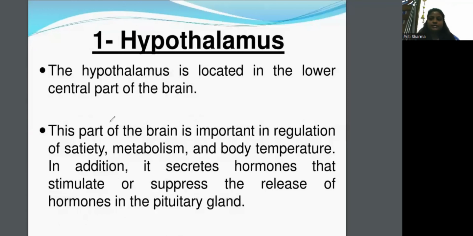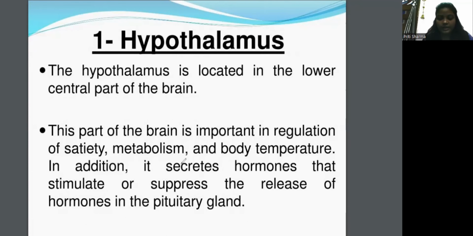Coming to my next slide, the hypothalamus. The hypothalamus is located in the lower central part of the brain, in the basal part of the brain. This part of the brain is important in regulating metabolism and body temperature. In addition, it secretes hormones that stimulate or suppress the release of hormones in the pituitary gland. In another slide, we are going to see how it controls the pituitary gland hormones.